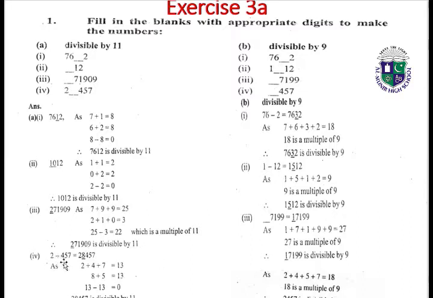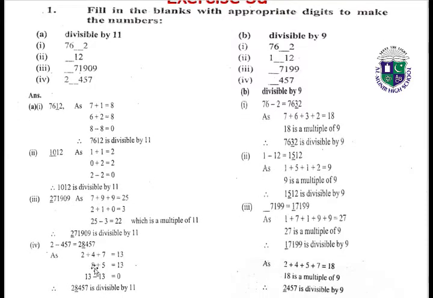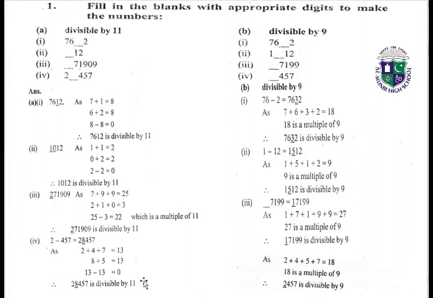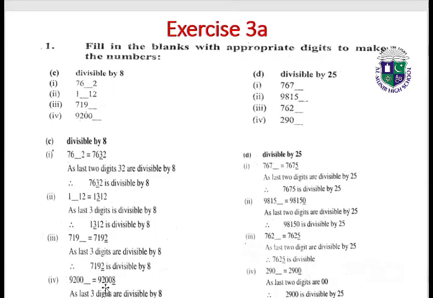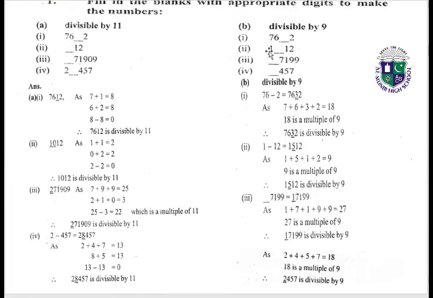2 missing number 457. 2 plus 4 plus 7 equal 13. 8 plus 5 equal 13. 13 minus 13 equal 0. 28,457 is divisible by 11. Part B. Divisible by 9.